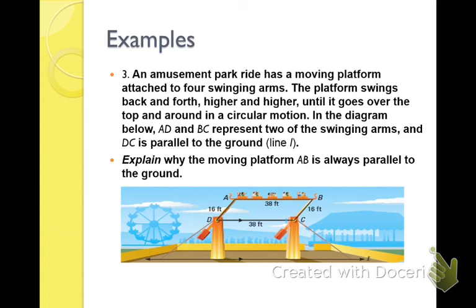All right, so here's an example. We have an amusement park ride with a moving platform attached to 4 swinging arms. The platform swings back and forth higher and higher until it goes all the way to the top, all the way over the round. So AD and BC represent 2 of the swinging arms. We can see they're both 16, and DC is parallel to the ground with line L. Explain why the moving platform is always parallel to the ground.